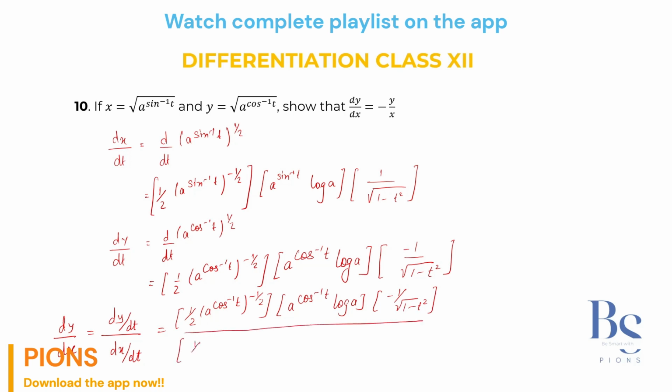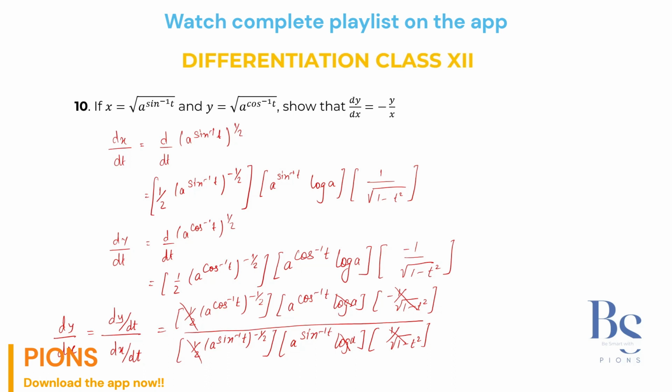Half a raised to sine inverse t whole raised to minus half a raised to sine inverse t log a, into 1 upon root under 1 minus t square. Let's see what is getting cancelled. Sir, this half is getting cancelled with this half. Great. Sir, can we cancel these two? No. One is cos inverse, one is sine inverse. You can't. Okay. Next is log a, log a. And 1 by root under 1 minus t square cancelled. Clear? Nothing is left, only this negative sign, which students usually ignore or forget about.